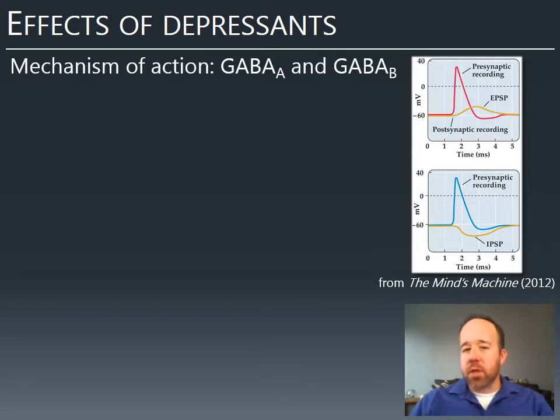But GABA is the opposite. It's our inhibitory neurotransmitter. When GABA is released into a synapse, it actually decreases the likelihood of an action potential happening by hyperpolarizing the neuron. And that's what we see in the lower panel in this diagram on the right. We see an IPSP, which is an inhibitory postsynaptic potential. And that's how depressants decrease the amount of activity in the nervous system, because overall they make action potentials less likely because of GABA.